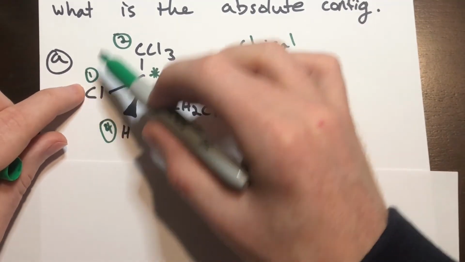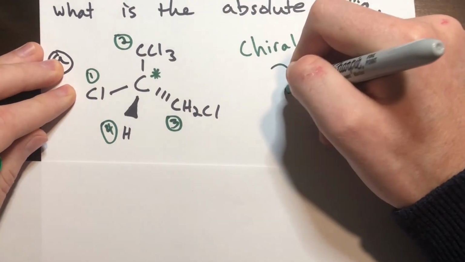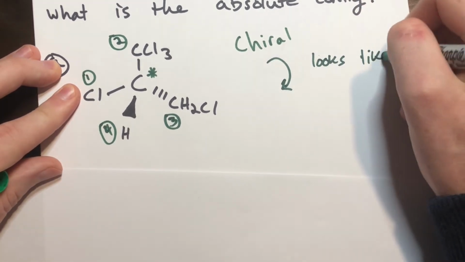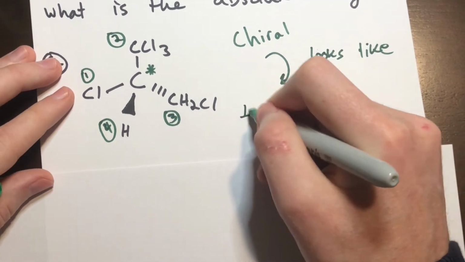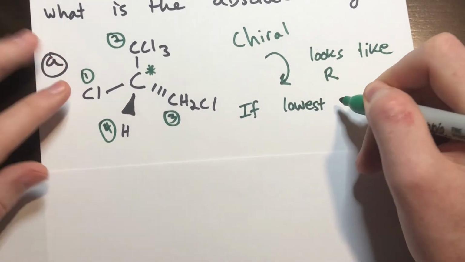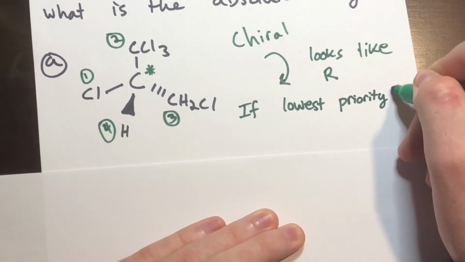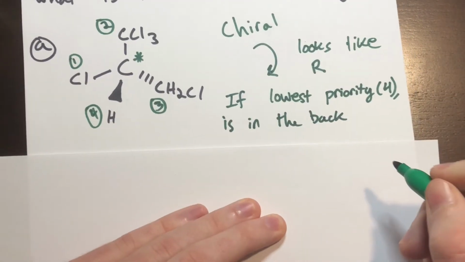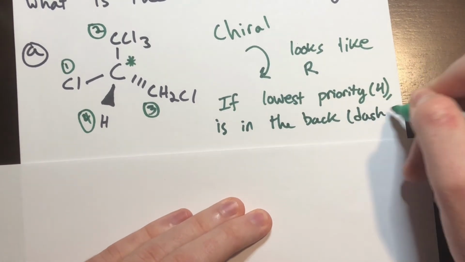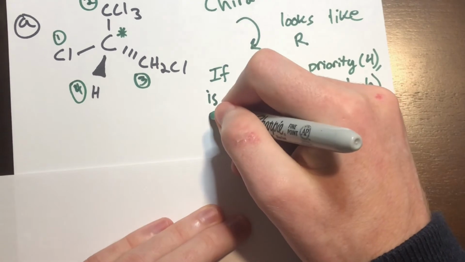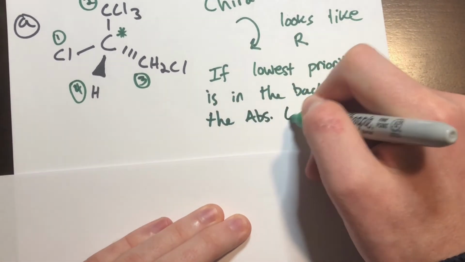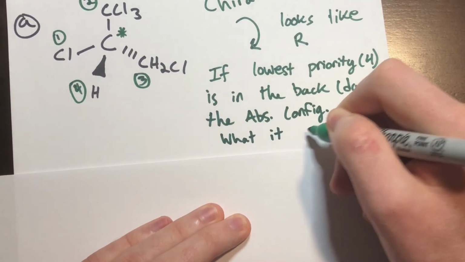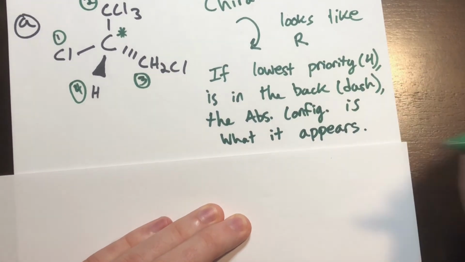So we have groups 1, 2, 3, that is going this direction, which is clockwise. So that looks like R. Okay, now if the lowest priority, so number 4, in this case our hydrogen, is in the back. So what I mean by back is if it's a dash, then the absolute configuration is what it appears. But if it's not, then it's the opposite of what it looks like.